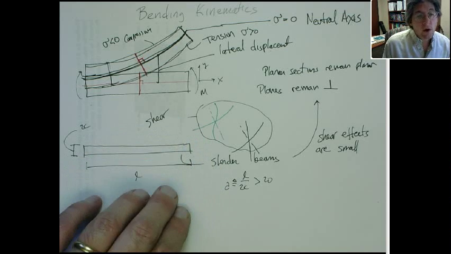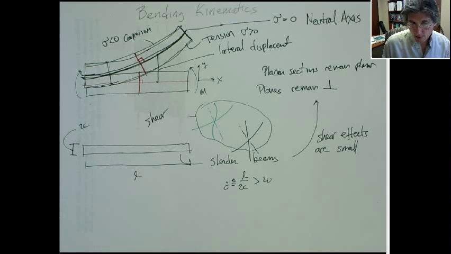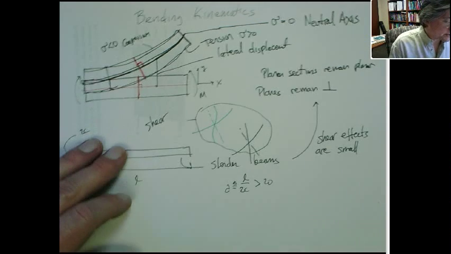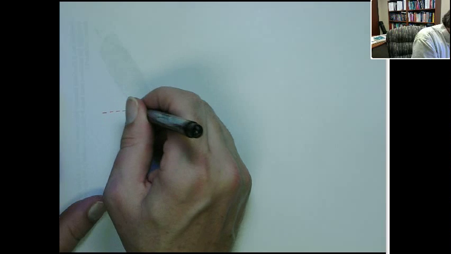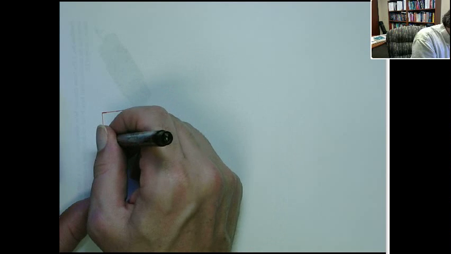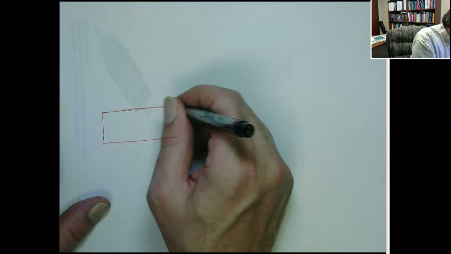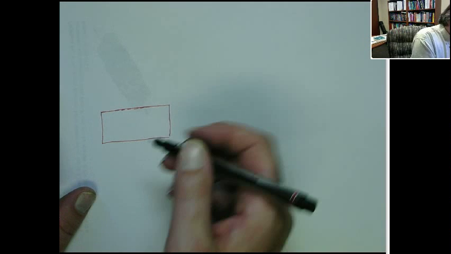But when we have very long, slender beams, aspect ratios of 20 or more, we can ignore those shear effects. Okay? So that's our assumption. Now let's do some math and see what that means. Okay? So here I'm going to draw a uniform beam segment. So there's my initial beam segment that's supposed to be uniform.